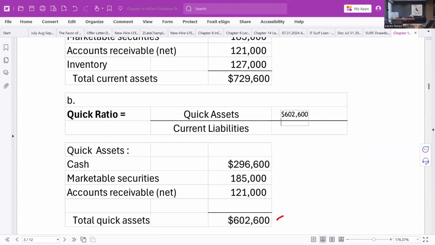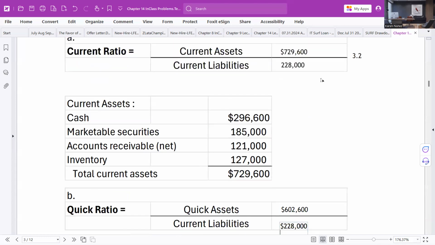And again, the current liabilities haven't changed. We only have one, the accounts payable, which is still the $228,000. Same denominator we had up here. So what does the quick ratio equal? It's 2.6. So that tells us that we don't have quite as favorable a ratio when we just look at the quick assets, because now, given $1 in current liabilities, we only have $2.6 in quick assets, but we still have more than enough to pay those current liabilities. That's what these two ratios tell us. So the current ratio and the quick ratio.